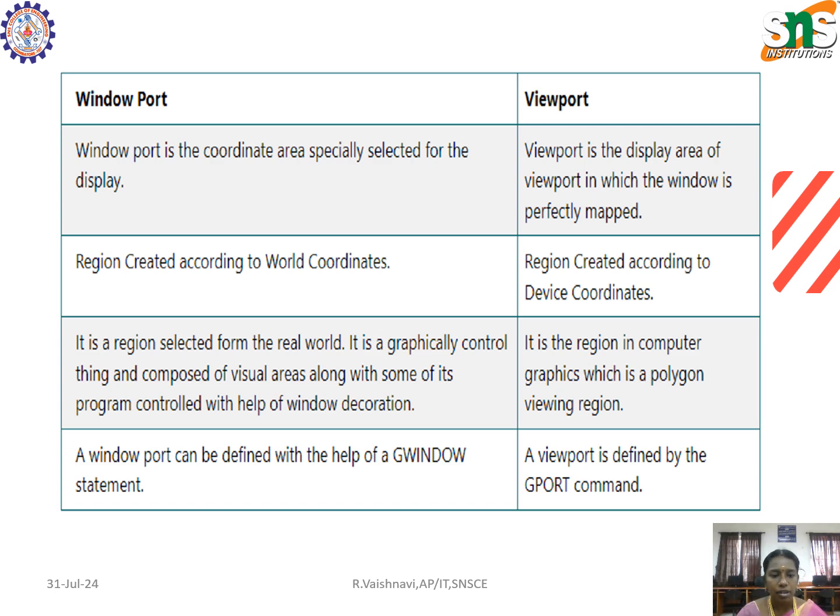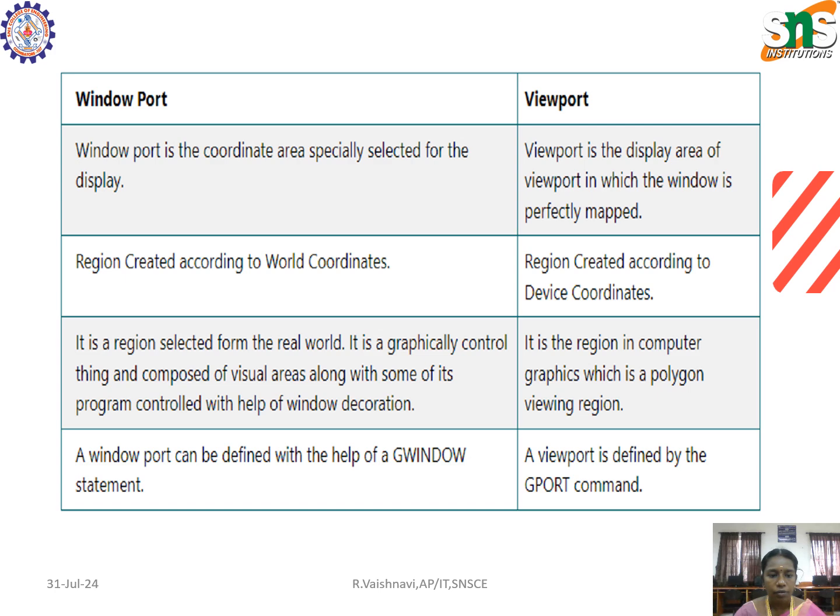And then the third point: the window is a region selected from the real world, and it is a graphically controlled thing, composed of visual areas along with the sum of its program control with the help of the window decorations. In the viewport, it is a region in computer graphics which is a polygon viewing region. Some of the selected portions are defined as a viewport, which is a polygon viewing region.